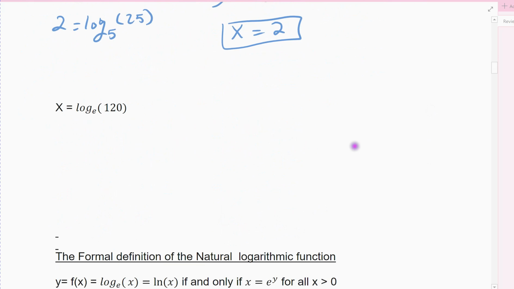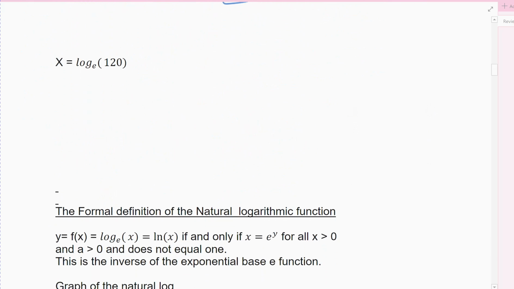My second example is a little trickier because it's going to lead us into the natural number. So log base e of 120 equals x. Using that same rule of thumb, this is e raised to the x gives me out 120. Now this one I can't solve in my head. But there's a program on your calculator that allows you to. So we have to figure out the x value.